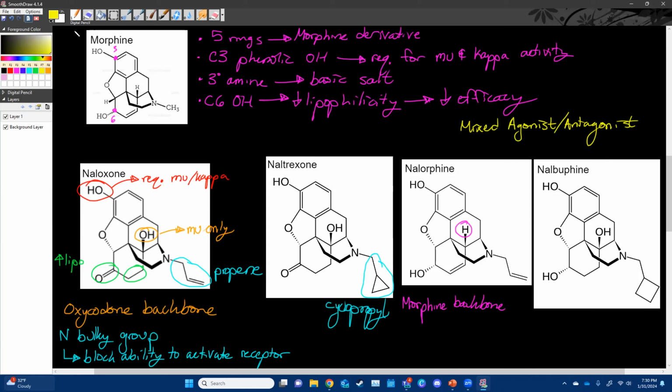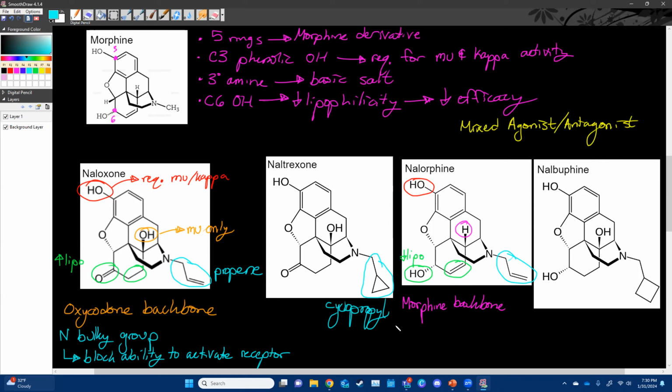What we find is, again, we need our C3 OH to get to the mu or kappa receptor. We have our alcohol and double bond, which is going to decrease lipophilicity, right? Make it worse. But this time, instead of just having mu activity only, what we have is our big bulky group.